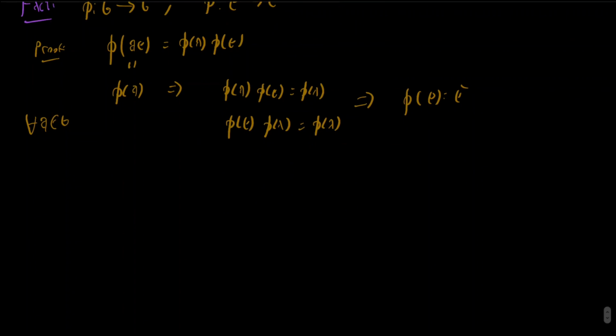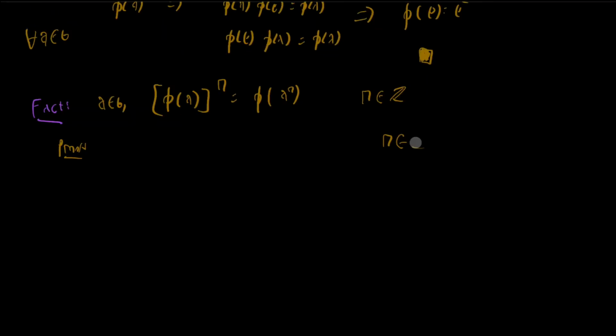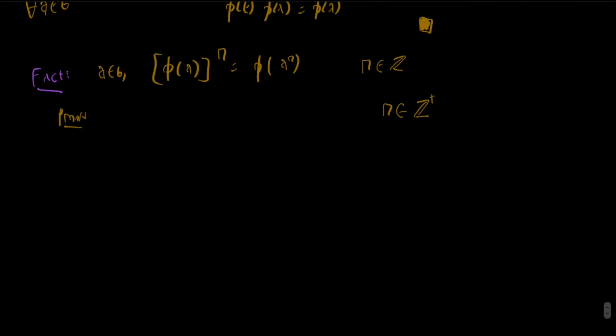Now let's prove another fact, and that is that given an element a in G, if we raise to the nth power in G bar the image of a under phi, then we get that this is just phi of a to the n. So again, this is very simple. All we have to do is basically apply mathematical induction to this property of isomorphisms. Let's see how we can do that.